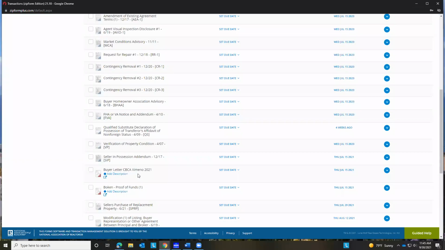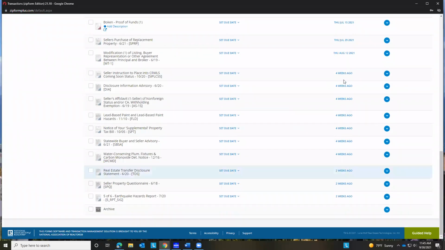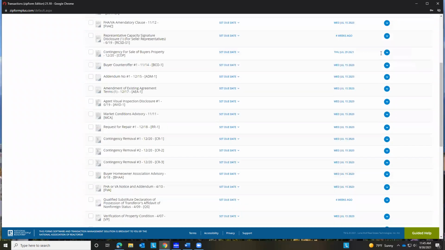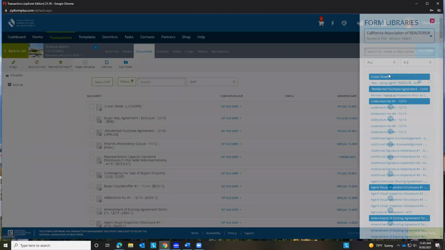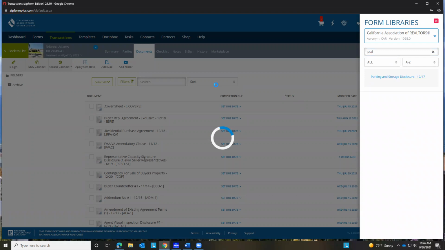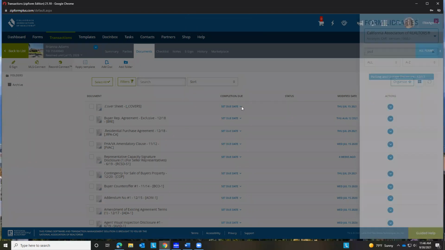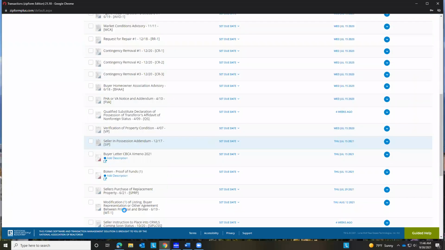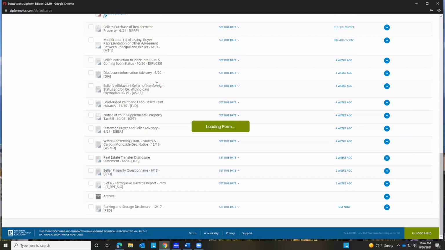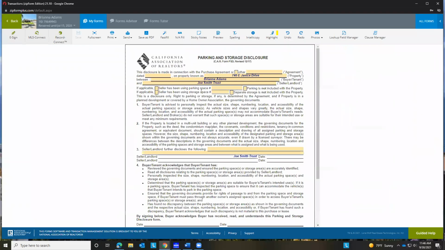Parking and storage disclosure. It's not a CAR required form, but it is a Coldwell Banker required form. Let me pull it up right now. This is for if it's a condo. At the top, it says the seller does or does not have a parking space and what number it is, and the seller does or does not have a storage space. So basically this form is just telling the buyer in writing from the seller the parking space number or the storage space number, or if they don't have either of those.